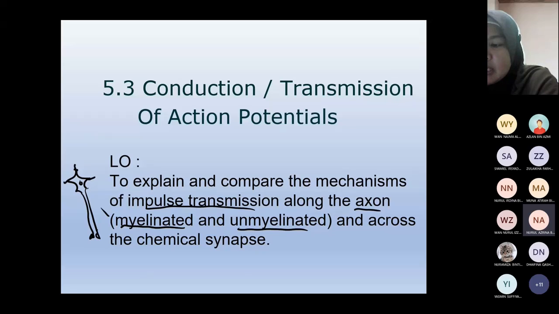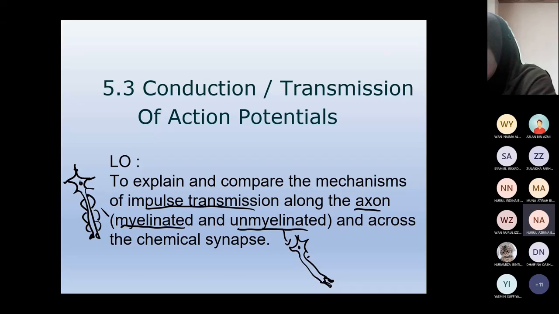Okay, you have here the dendrites, the cell body, and this is the myelin sheath. All right, but for unmyelinated, meaning the neuron does not have the myelin sheath. Okay, so the transmission of impulse along the myelinated neuron and unmyelinated neuron is different. Okay, so we are going to learn that.